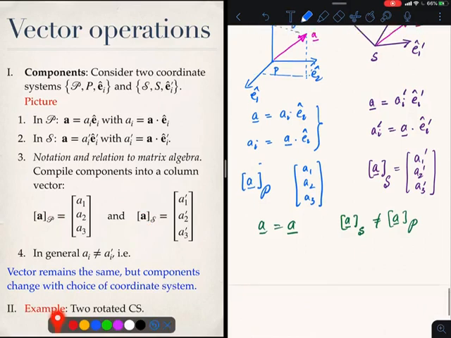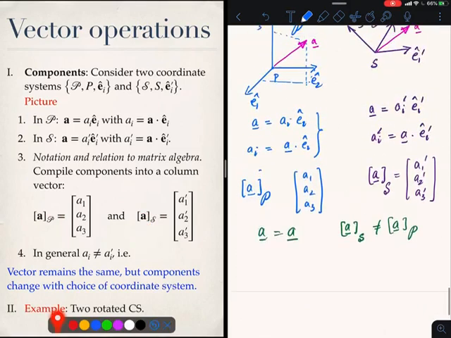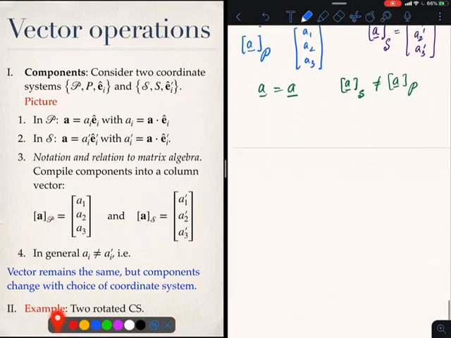Okay, so I've already given you the example over there, but I can give you a simple two-dimensional example. So here is a coordinate system, and here is a vector.